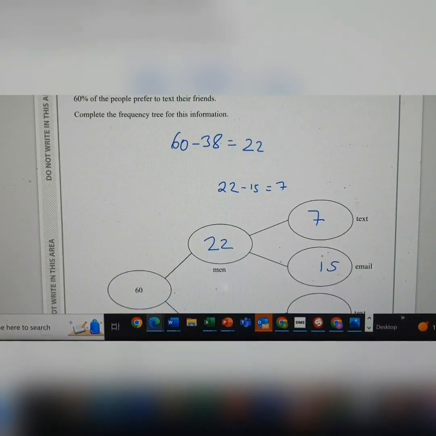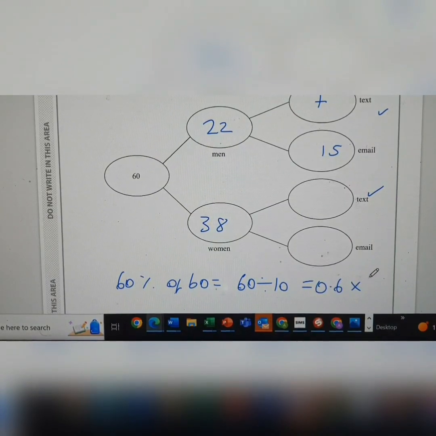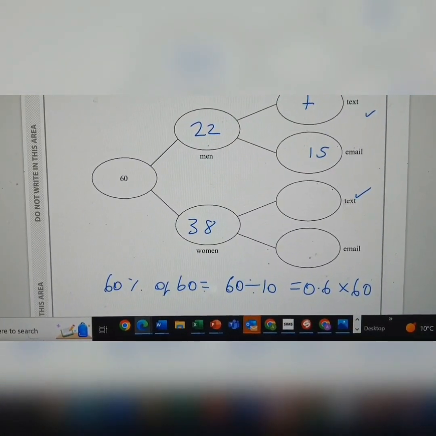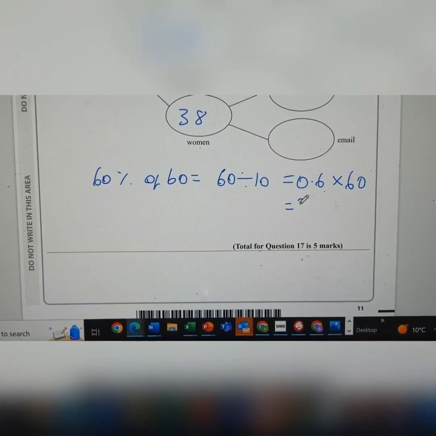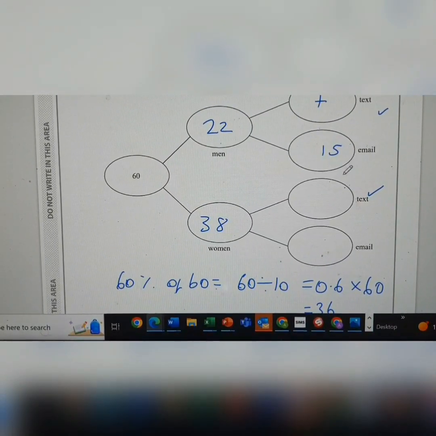Then 60% of the people prefer to text their friends. So 60% prefer to text their friends. So these two must be 60% of 60. So to type that in your calculator, you can do 60 divided by 100, which is 0.6. Then multiply that by 60, which is 36. So that means the total number of people who prefer to text add up to 36.